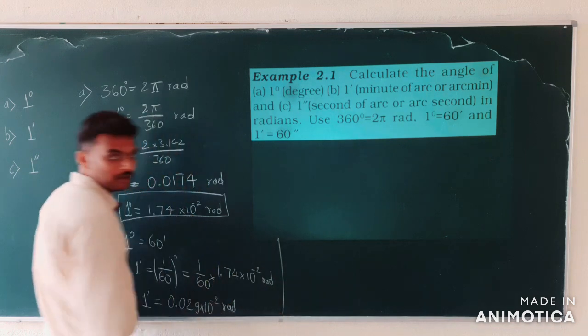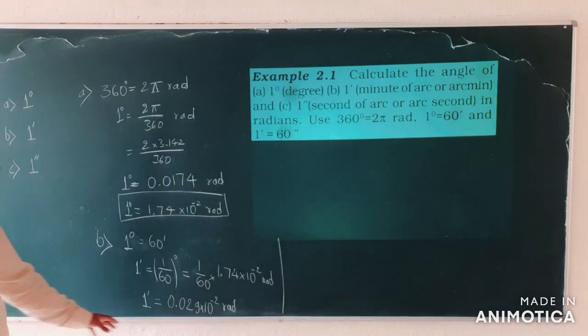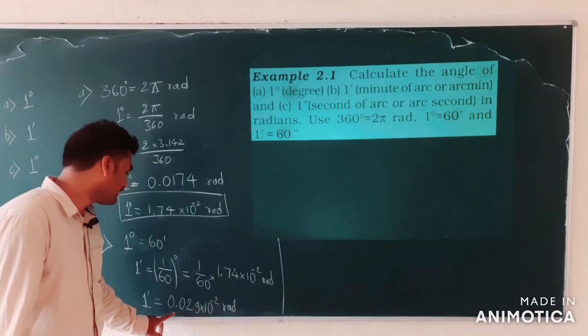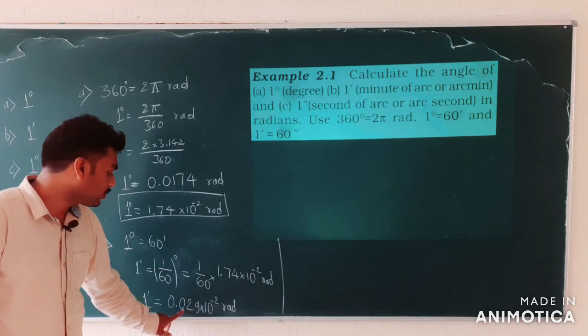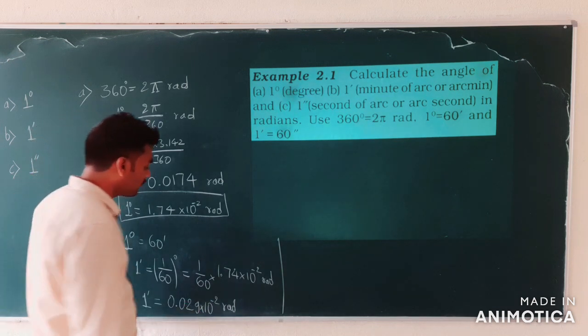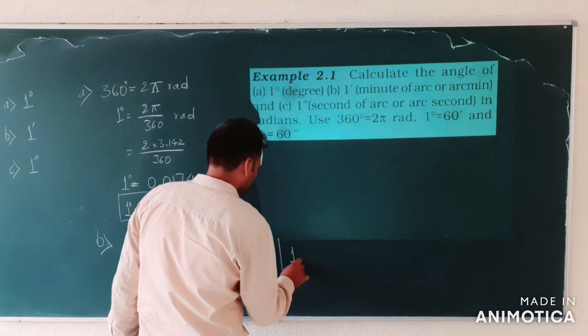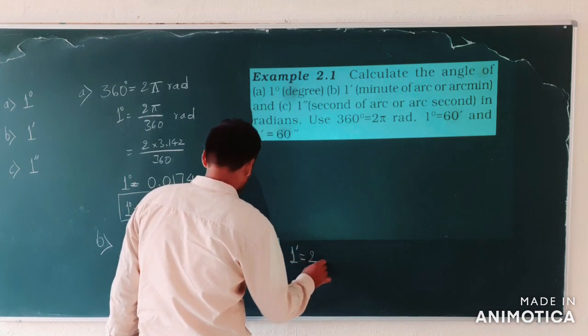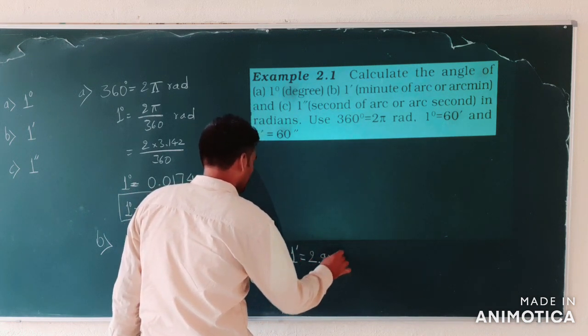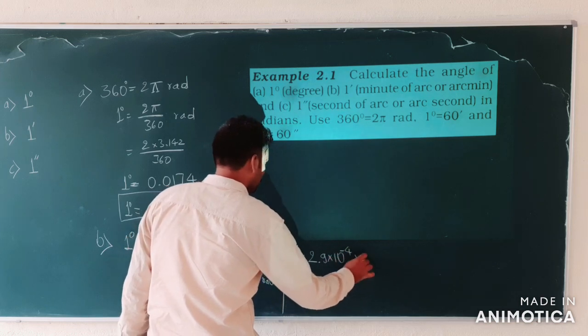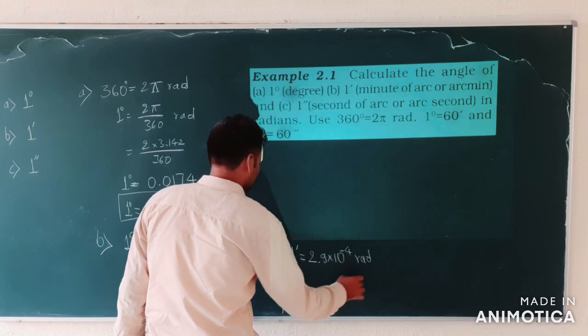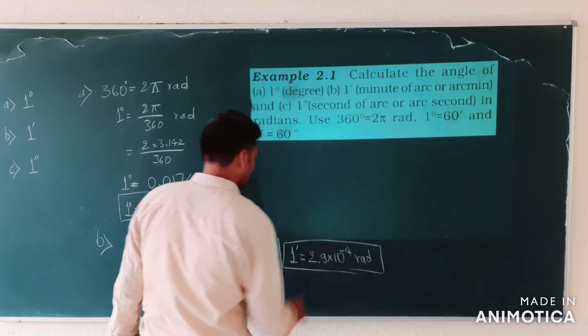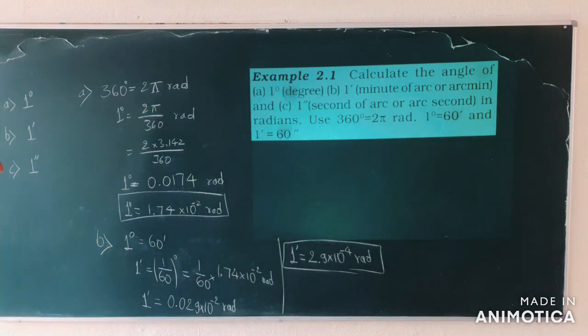And if I simplify this, I can also express this as 2.9 into 10 to the power of minus 4 radians. So, 1 minute is equal to 2.9 into 10 to the power of minus 4 radians. This is the conversion for the second sub question.